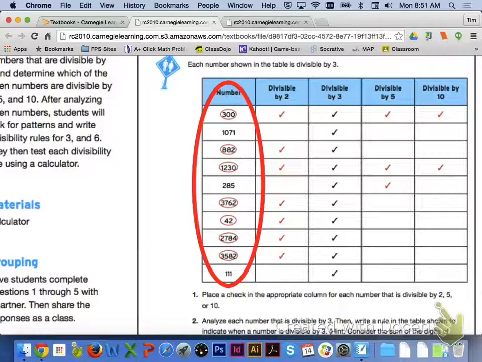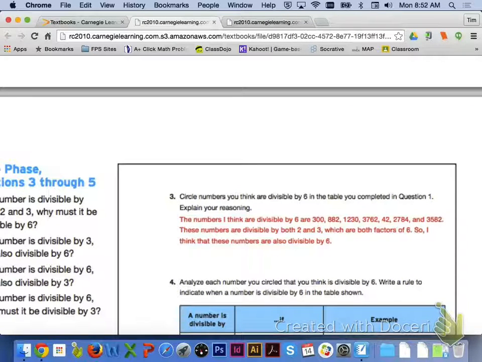Here are the numbers back on the previous page that you should have circled that are divisible by 6: 300, 882, 1,230, 3,762, 42, 2,784, and 3,582. Now, the reasoning that you should have explained for number 3 was that these numbers are divisible by both 2 and 3, which are both factors of 6. So these numbers are also then going to be divisible by 6.